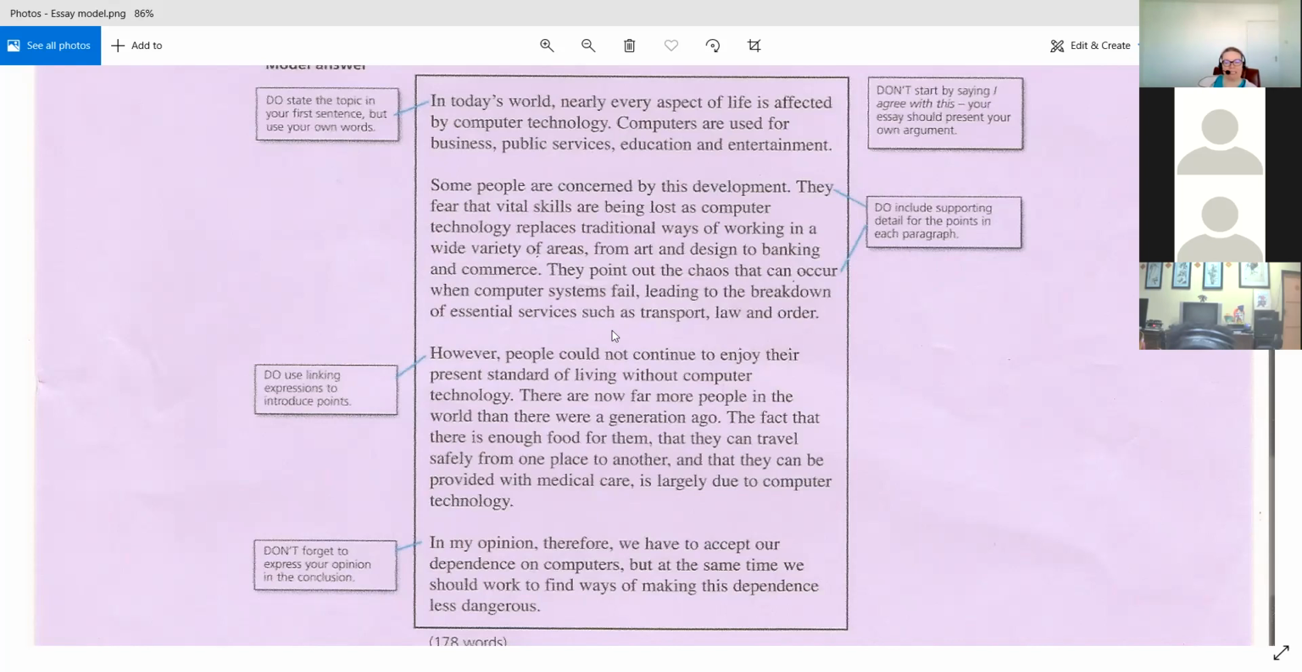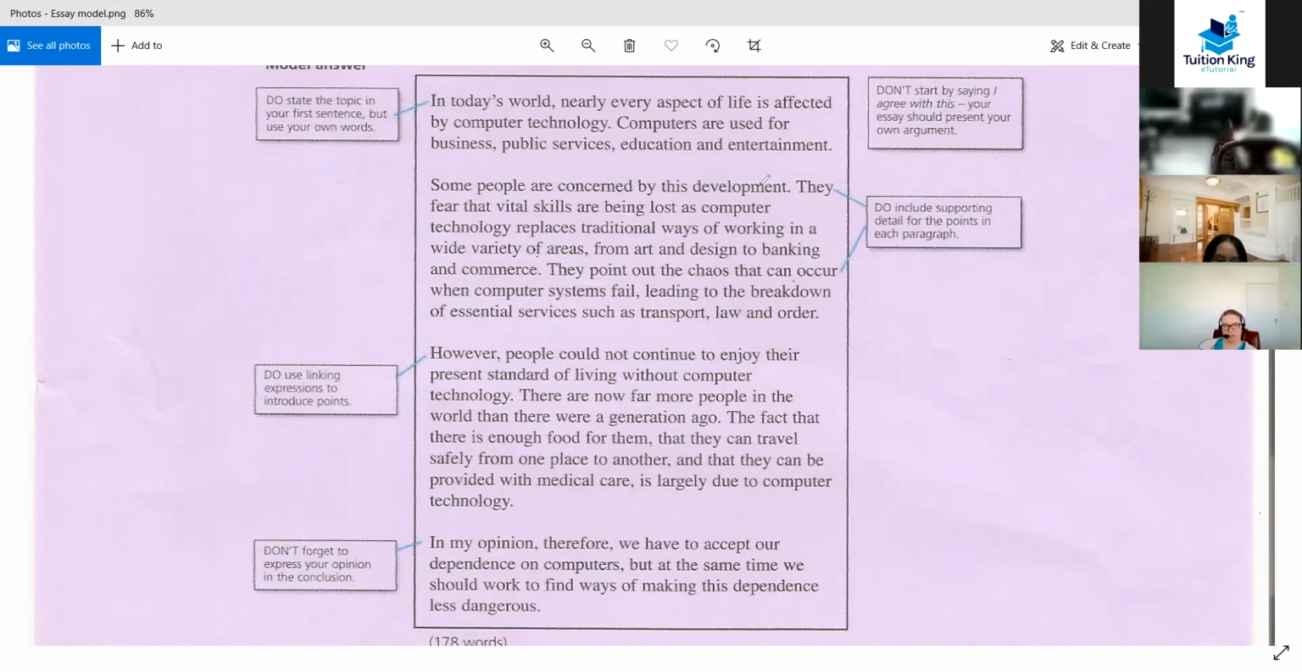Okay, all right, so this is how we structure an essay. So we've looked at this before. So let me just remind you, here is the first paragraph. Let me just highlight it for you. This is the first paragraph. What does the first paragraph do? What's the purpose of the first paragraph? Introduction. Yeah, it's the introduction. Very good. Well done.